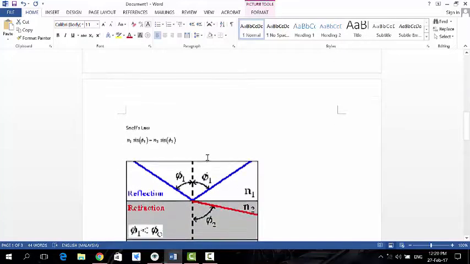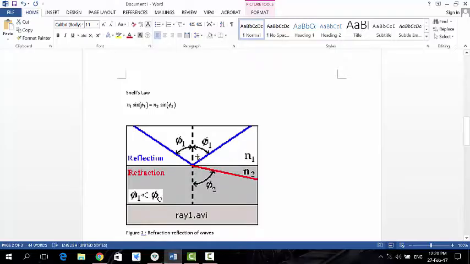The next is Snell's law. When a light ray encounters the interface of the medium, like this, the light ray is refracted and its direction of propagation changes according to Snell's law of refraction. It will refract to the other surface. Snell's law is n1 sine theta 1 equals n2 sine theta 2.